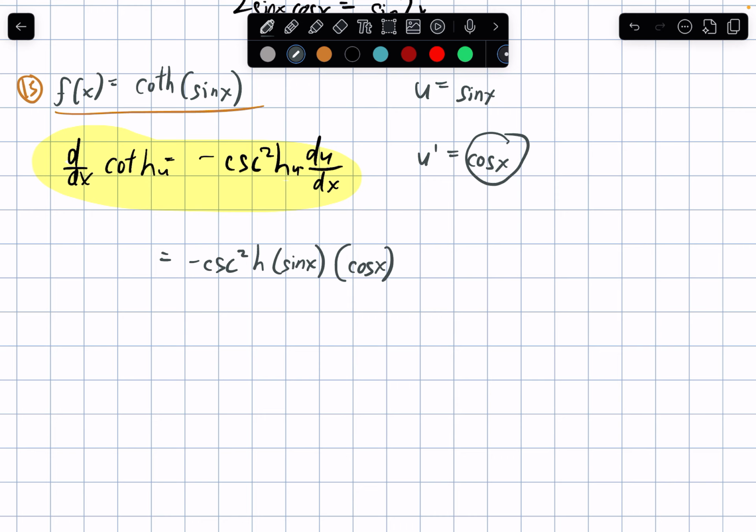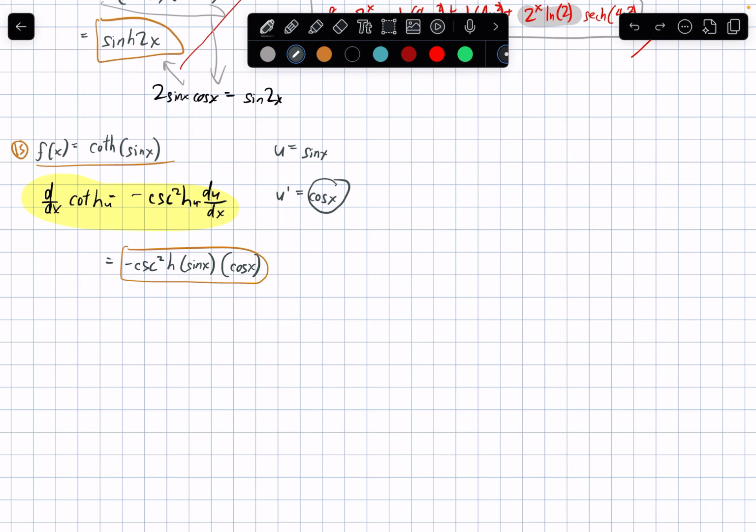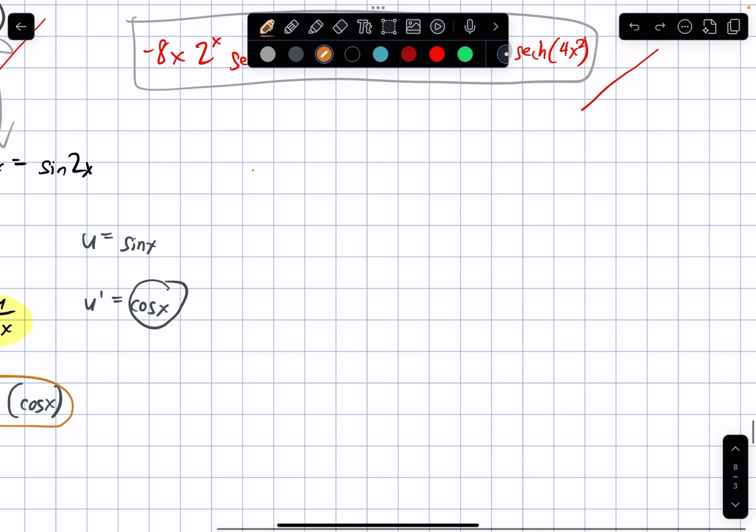Cosine x csch raised to 2 sine x. I think, yeah, this is already good. The way the answer key wrote it, this came first, then this. So basically that. But again, either way, it's still the same answer.